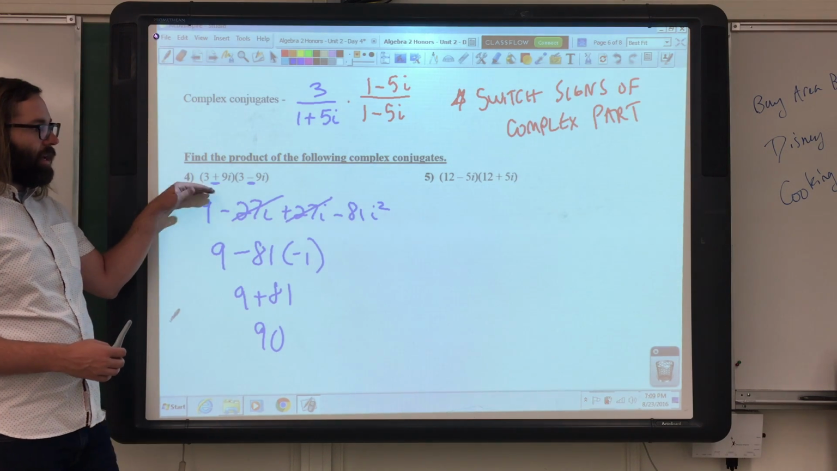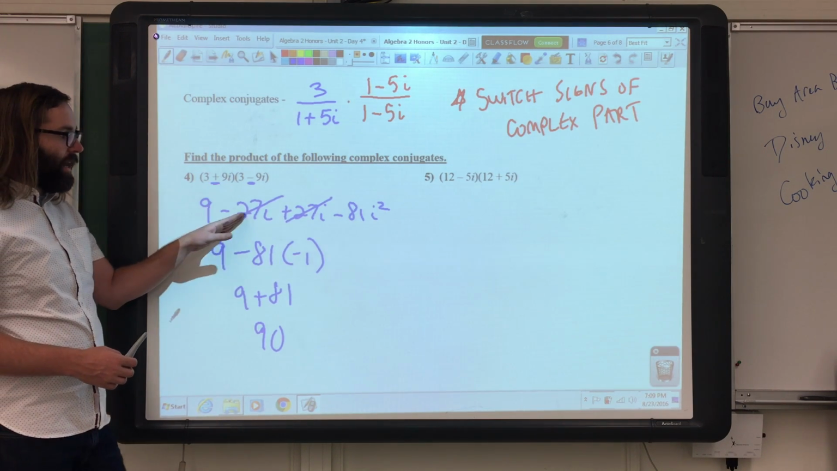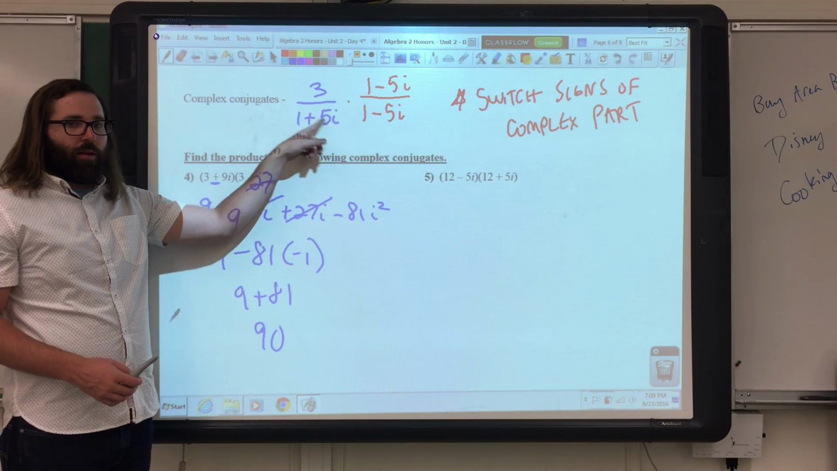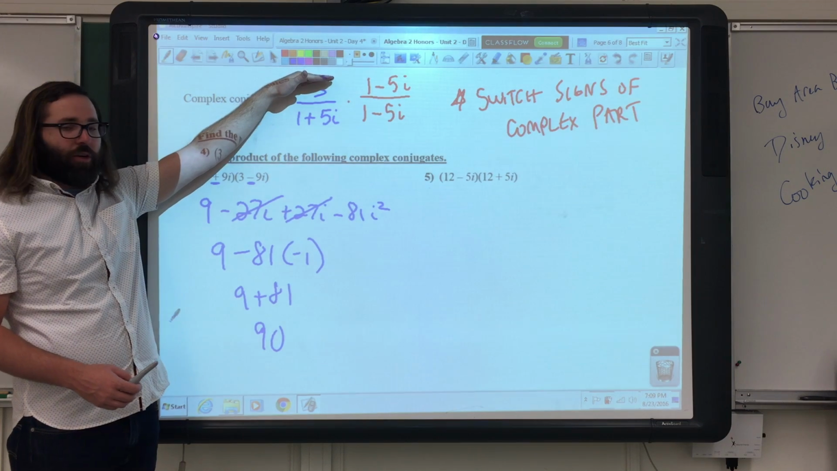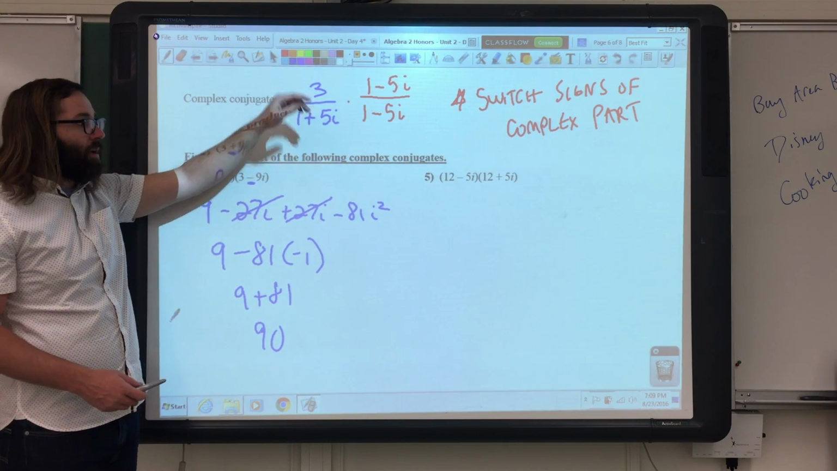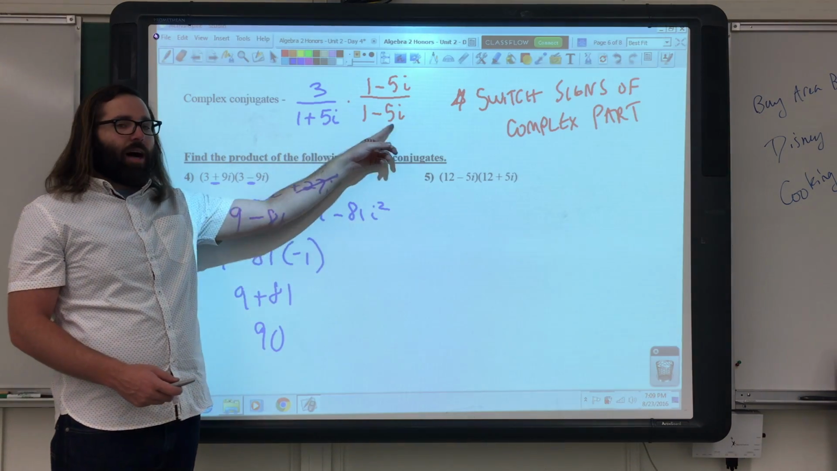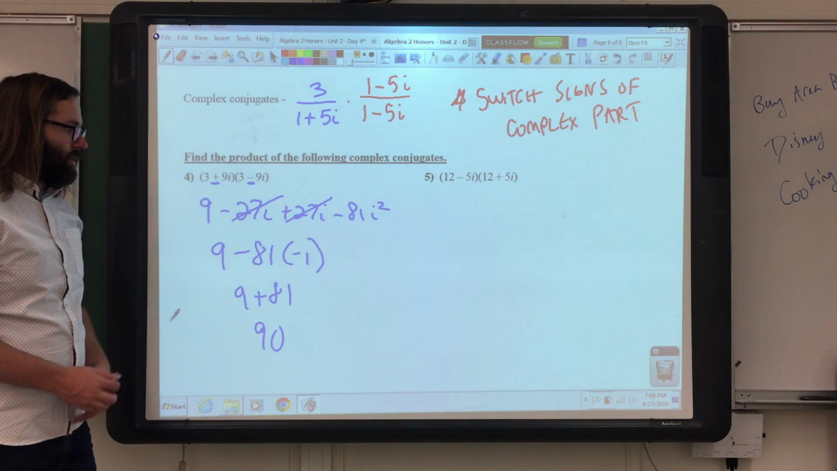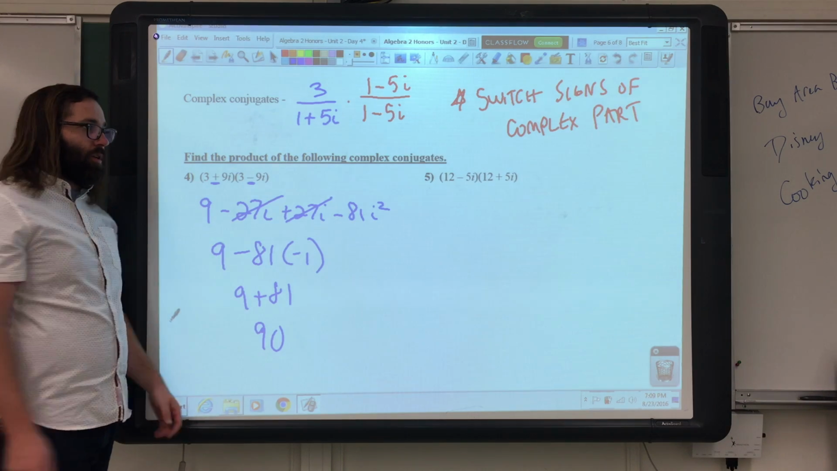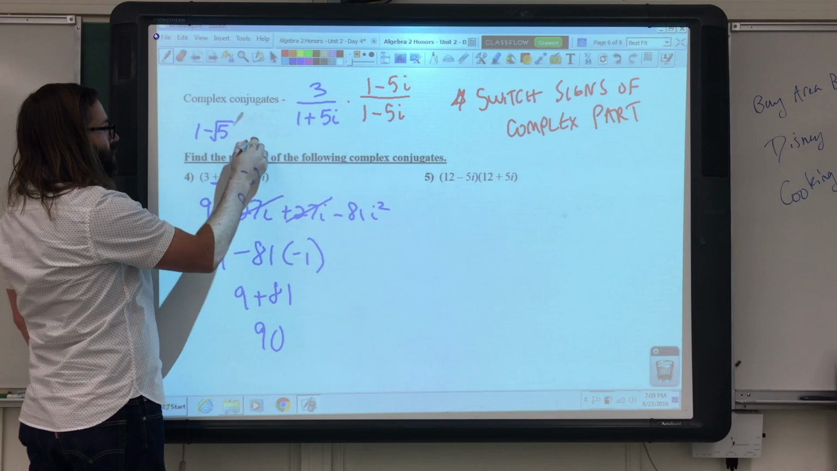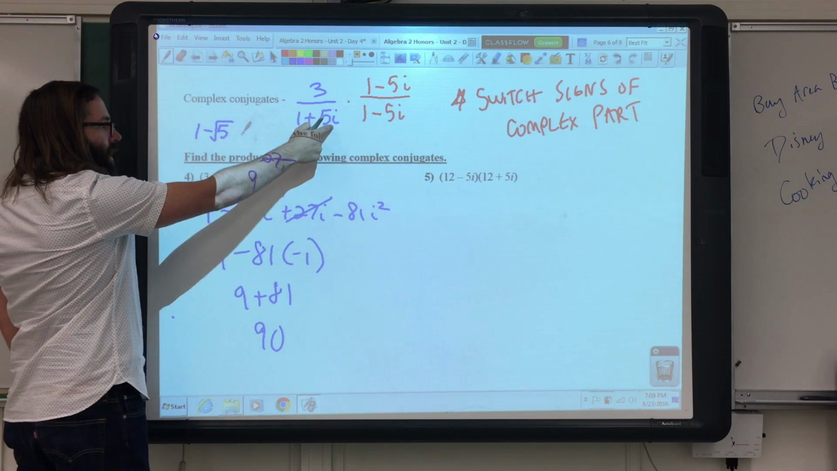Complex conjugates, all they do is they cancel out the i terms, and you're left with a number down here. That's why we do it. We can have imaginary numbers up in the numerator, that's fine, but we don't want any in the denominator. So to get rid of them, we use a complex conjugate. Just like the other conjugate, just instead of 1 minus root 5, you're going to be switching the signs of the complex part.